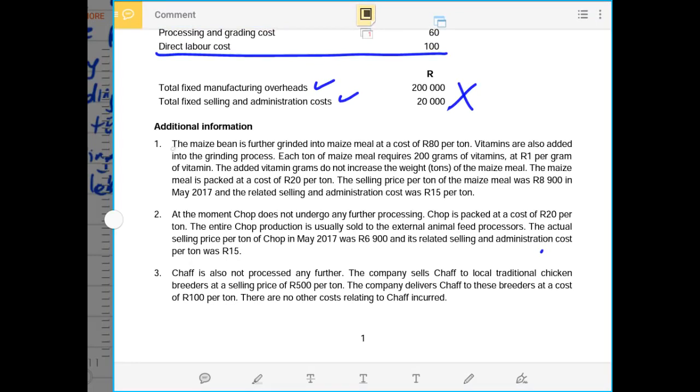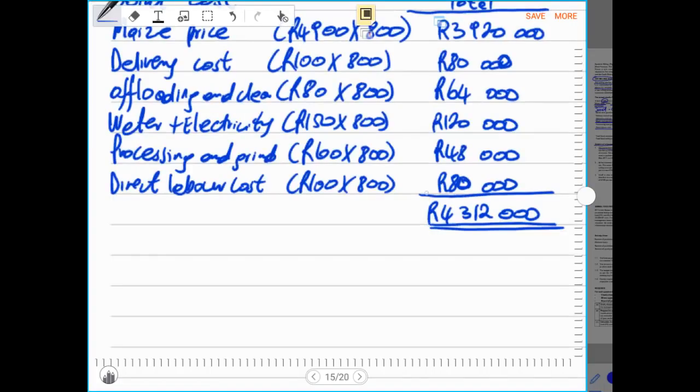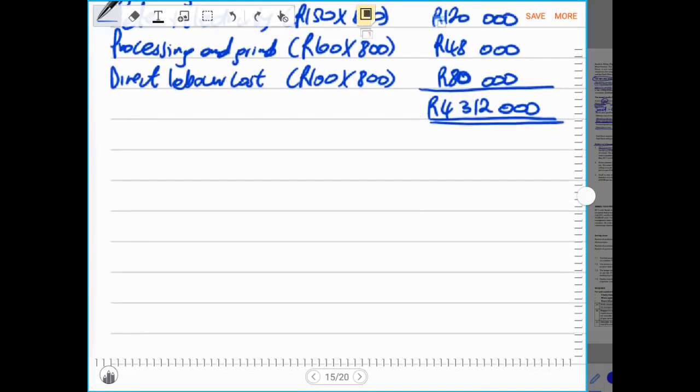It says to us that under additional information, the maize bean is further grinded. Take note, it is further grinded. So now this is the maize bean that we are talking about. So this becomes what you call further processing cost, meaning after we have incurred all these costs jointly to process the maize corn, there were other costs that were incurred to process it into maize bean, into chop, and into chaff.